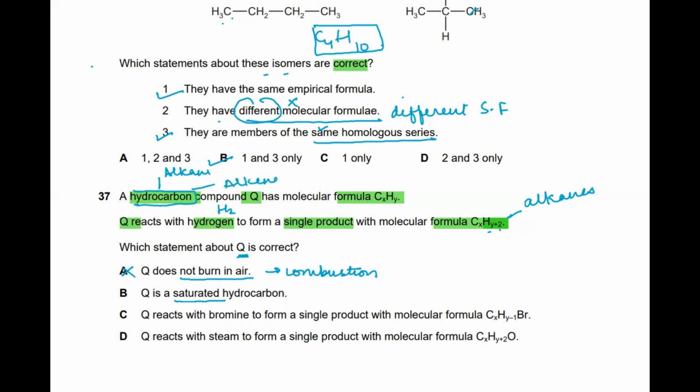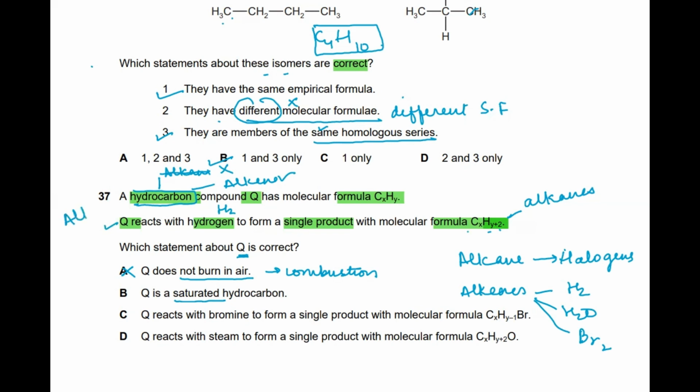Alkanes only undergo reaction with halogens, because they are saturated in nature. Whereas alkenes undergo reaction with hydrogen, they react with water, they react with bromine, right? So they undergo reaction with the halogen as well. So out of these two, I think alkane will be incorrect. It's an alkene. When an alkene reacts with hydrogen, it gives you alkane. That's an absolutely correct statement if we consider Q as an alkene.